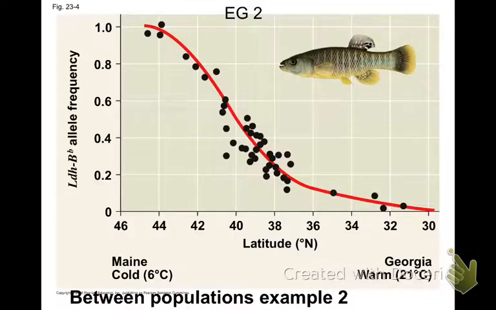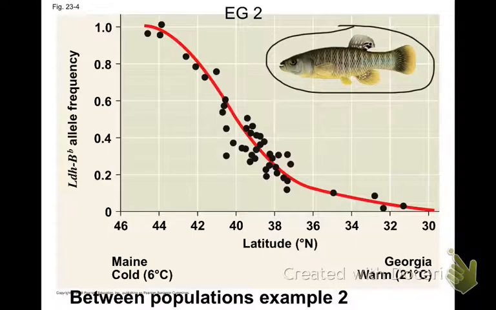And to talk about the cline that we were talking about some time back, two or three slides back, I need to give you the example of this particular fish. This fish is found in cold waters of Maine and warm waters of Georgia on the eastern coast.